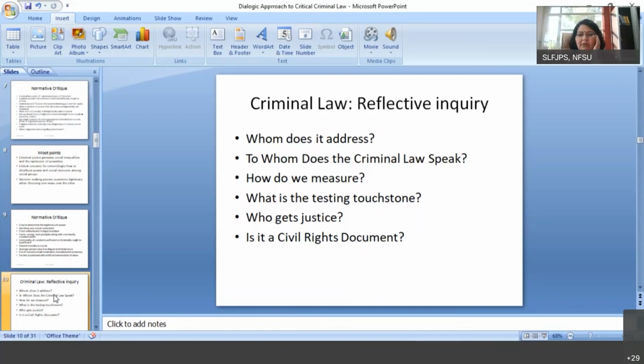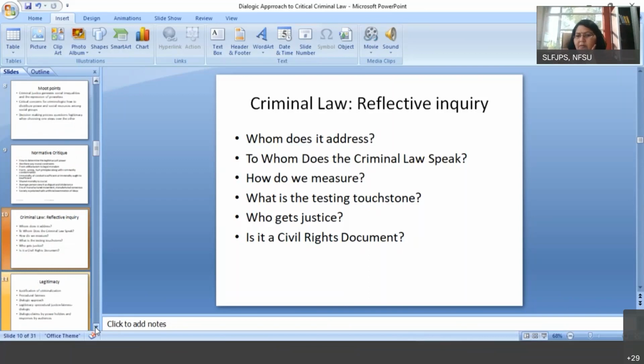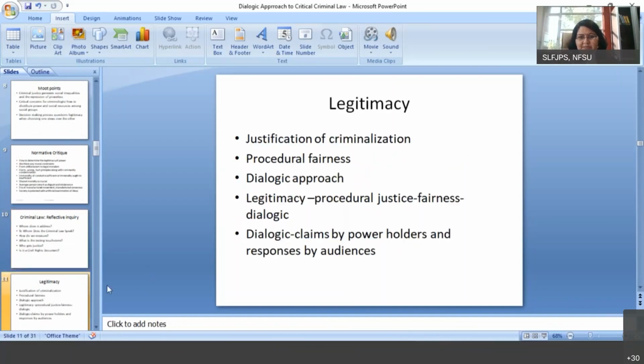So these are some of the questions that we need to inquire into, we need to ponder upon, we need to try to reflect upon. Now, when we talk about legitimacy, as I said, the procedural fairness. Now, how do we establish and how do we measure the procedural fairness?